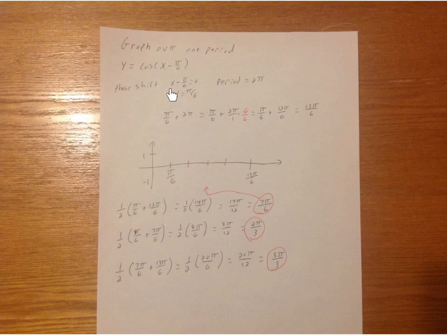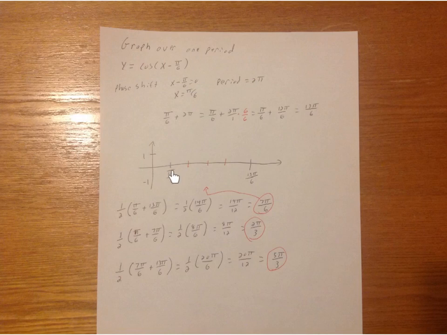What I do is take what's in the parentheses and solve that for x to get the phase shift. So you just add pi sixth. So the phase shift is pi sixth here. The period, we just have a 1 here. Period's 2 pi for the cosine.